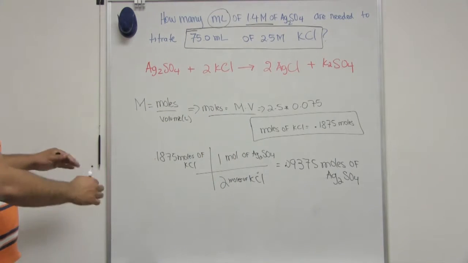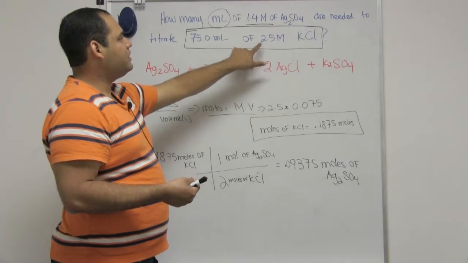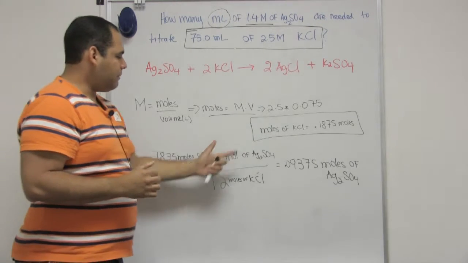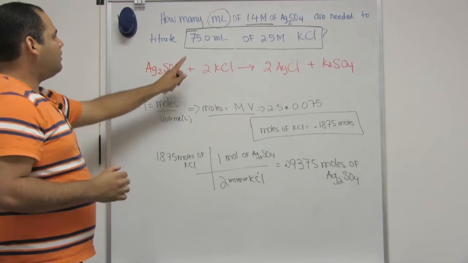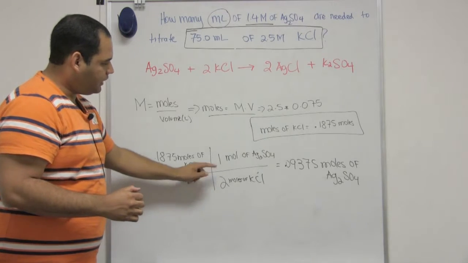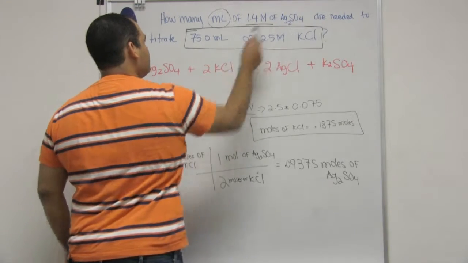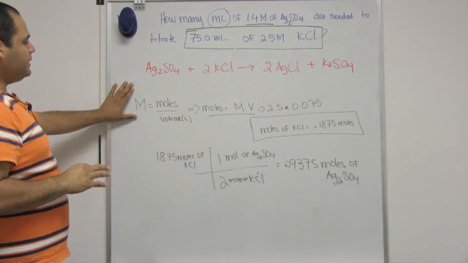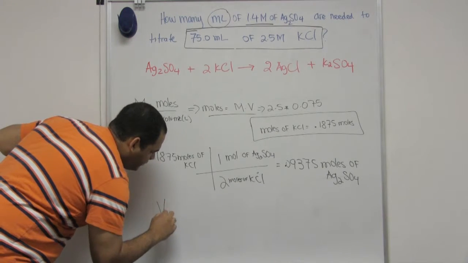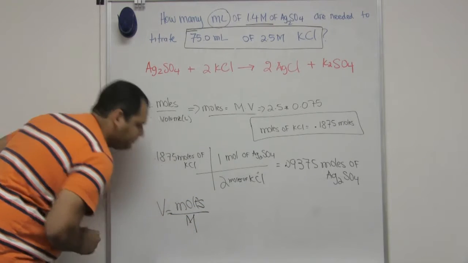So step number 1, I found how many moles I have in this particular condition, 2.5 molarity and 75 milliliters. And then I used my balanced equation to figure out how many moles of Ag2SO4 I had, using the balanced ratio. For the next step, I have the molarity of Ag2SO4, and I will do the same thing. Molarity is equal to moles over volume, but now I want to find the volume. If I solve my equation for volume, I have moles over the molarity.